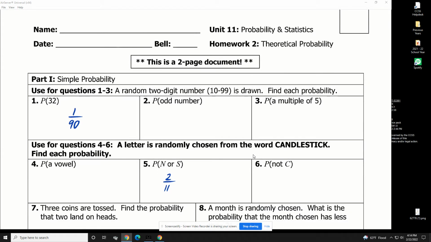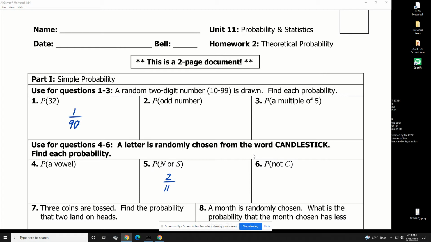Anyways, I left some of these blank because I wanted to talk through a couple of them. Some of them were so easy, I didn't really feel like it even merited that. But this was the homework from yesterday when we talked about theoretical probability. Anyways, as you can see, you were supposed to do the odds. I've given you number one. That one is about as easy as you can make it. And then number five as well, which is a different problem. It comes from the word candlestick. And there's only one N, there's only one S, so that's 2 out of 11.